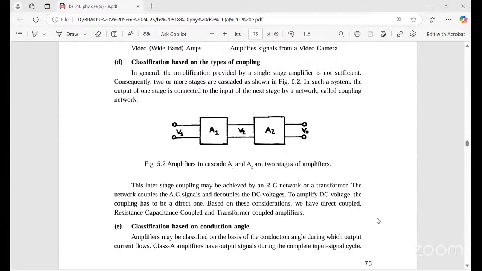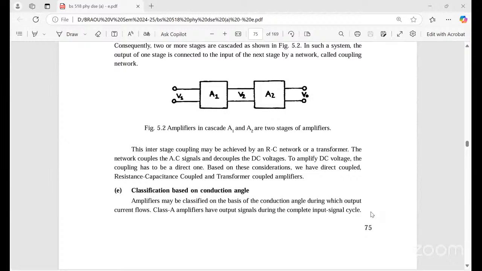So this interstage coupling may be achieved by RC, resistance capacitance network, or a transformer. The network couples the AC signal and decouples the DC voltages. Please remember this: couples the AC and decouples the DC. So to amplify the DC voltage, the coupling has to be direct. Based on this consideration, we have direct coupled, resistance capacitance coupled, and transformer coupled amplifiers.